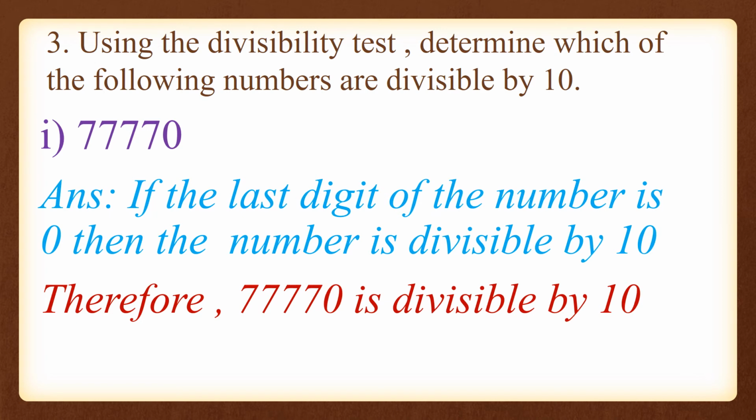Next question, using the divisibility test, determine which of the following numbers are divisible by 10. In that first question is 77,770. We are going to check whether this number is divisible by 10 using the divisibility test. We know that if the last digit of the number is 0, then the number is divisible by 10. In the given question, 77,770, the last digit, that is the ones place, is 0. Therefore, 77,770 is divisible by 10.